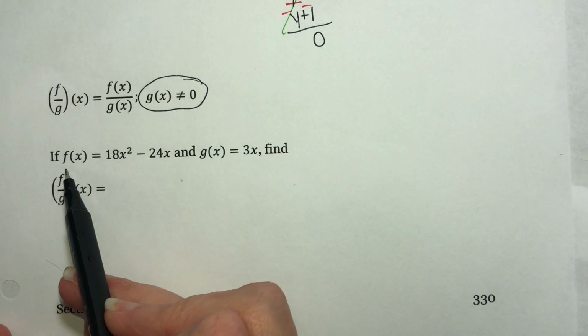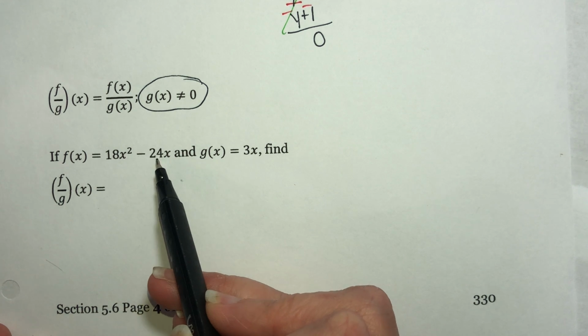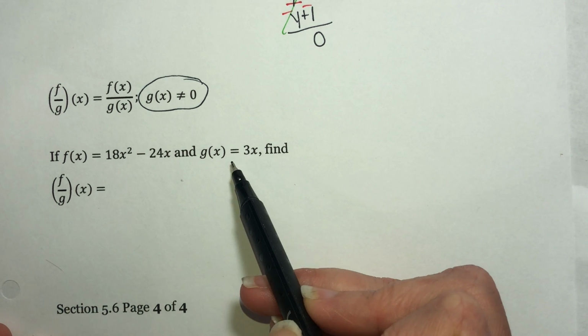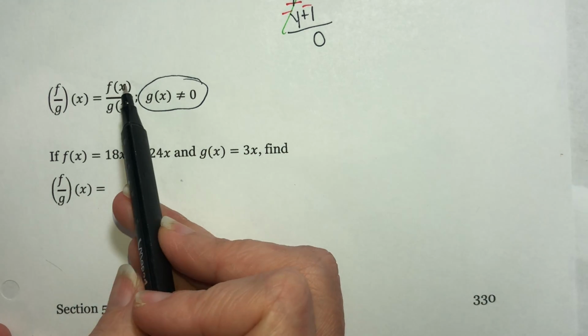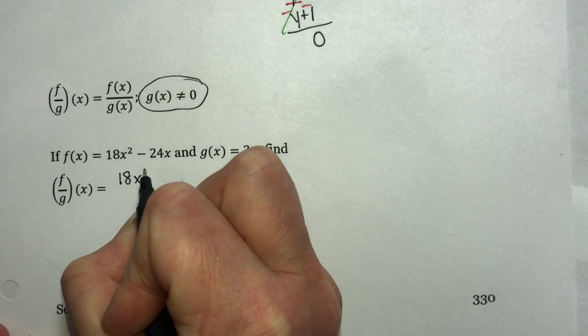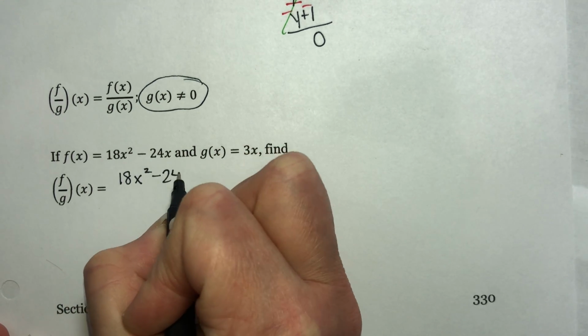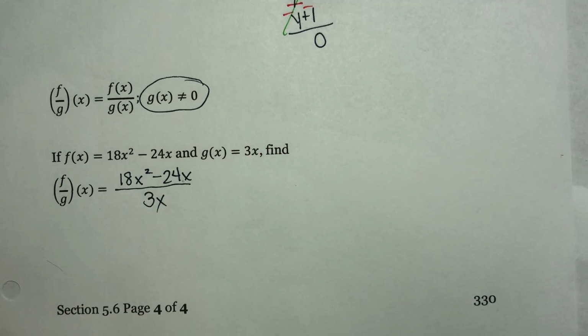So let's do f of x is equal to 18x squared minus 24x, and our g of x is defined as 3x. This says I'm supposed to put f of x over g of x, so this is 18x squared minus 24x over 3x.